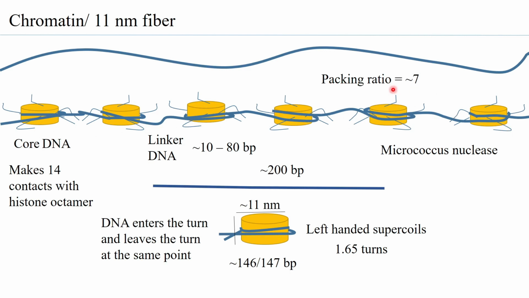What is the packing ratio? The length of the unpackaged DNA to the length of the packaged DNA is what gives the packing ratio. So by just forming the chromatin, you can say that the DNA has been condensed by a factor of about 7. So you can already see that about 10 times the DNA has got condensed.